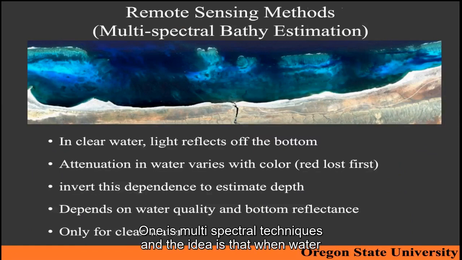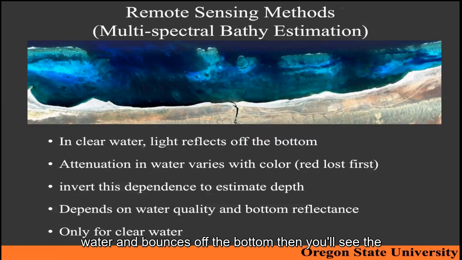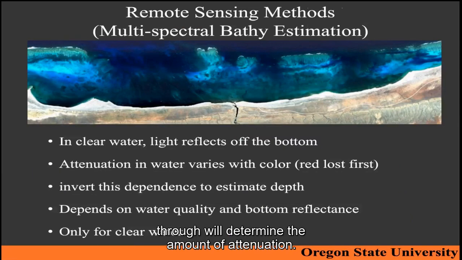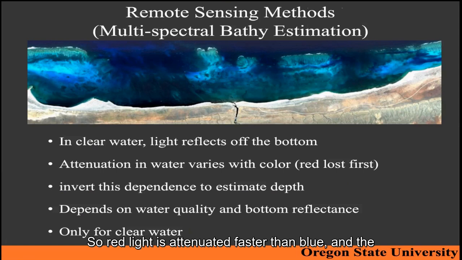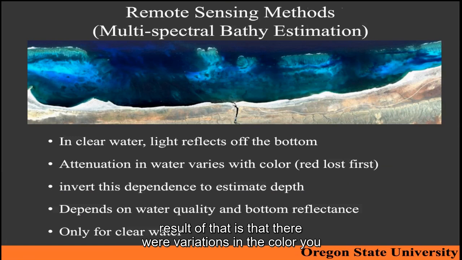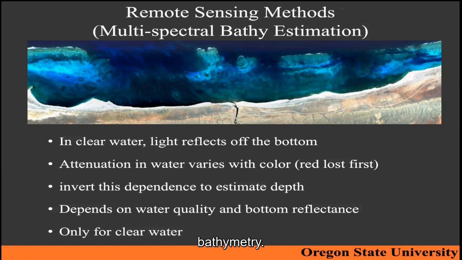One is multispectral techniques. And the idea is that when light penetrates into water, if it's clear enough water and bounces off the bottom, then you'll see that reflected light. But the amount of water it has gone through will determine the amount of attenuation. And the attenuation of the light is frequency dependent. So red light is attenuated faster than blue. And the result of that is that there are variations in the color as you see the bottom, with the bluer corresponding to deeper bathymetry.